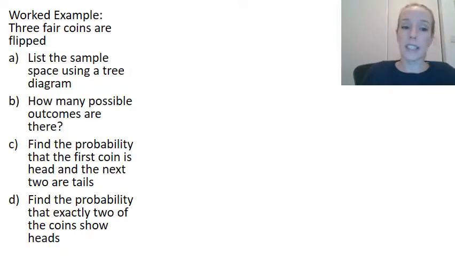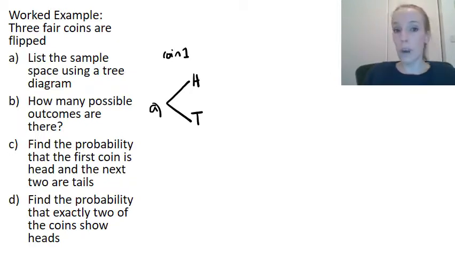So let's do a worked example. Three fair coins are flipped. A fair coin just means it's a coin that's equally likely to land on heads as it is tails. For A, we have to list the sample space using a tree diagram. The first thing we're going to do is flip coin 1. Flipping coin 1, you can get heads, or you could flip and get tails. So this is coin 1.